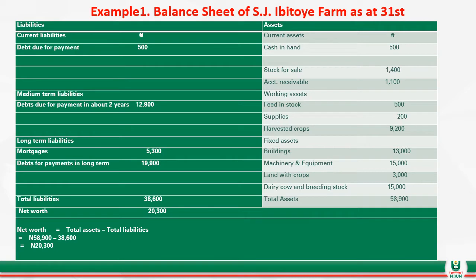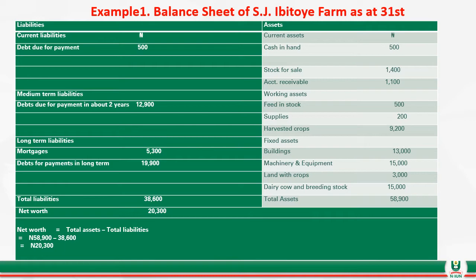Machineries and equipment 15,000 Naira. Land with crops 3,000 Naira. Dairy cow and breeding stock 15,000 Naira. So the total asset here is 58,900 Naira. We can use this asset and liability to calculate our net worth.